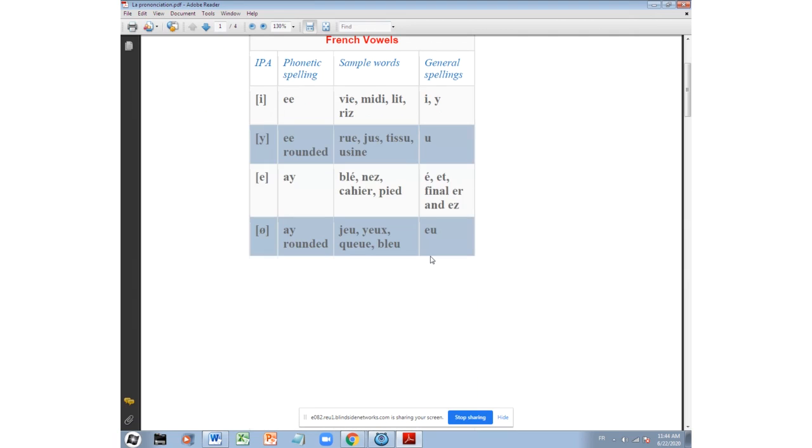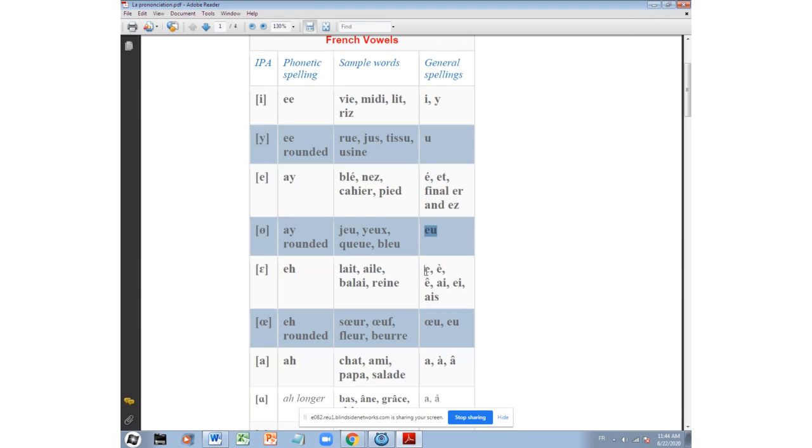Next, we have the general spelling of the following once again. So we say E, then we say E accent grave is the opposite, then E accent circumflex, then AE, which we saw last time, that the combination of AE produces the sound A, AES produces the sound A. Therefore, the sample words here, we have le, elle, ballet, reine. Next.